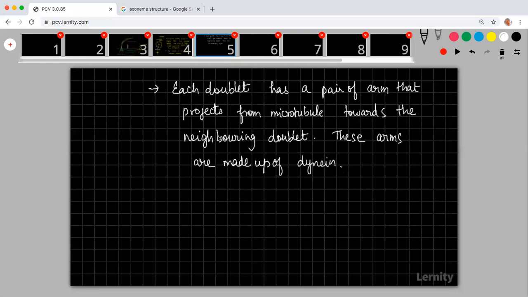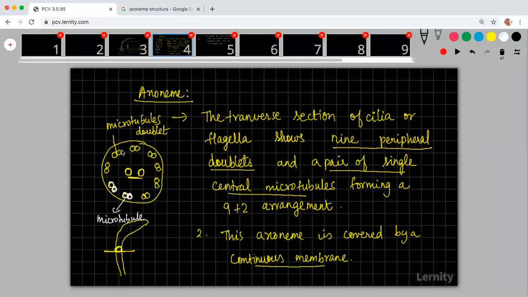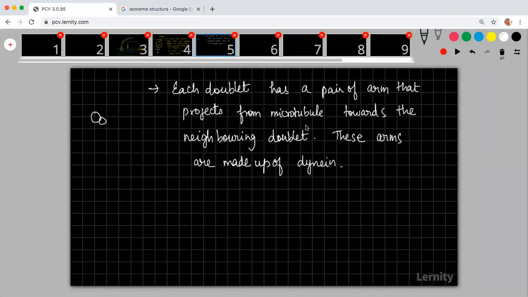dynein. It's a protein. So what they are trying to tell is, you have a doublet. If you are seeing here, this doublet is there. From here, there is a protein which is trying to connect here. Each of these is extending towards that. This short arm which is projecting is made up of a protein called what? Dynein. Each doublet has a pair of arms. It is not just one arm, it has a pair of arms projecting from the microtubule towards the neighboring doublet. These arms are made up of a protein called dynein.